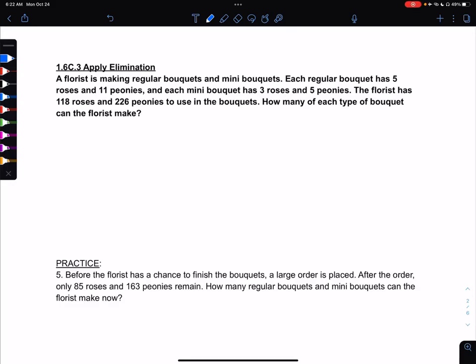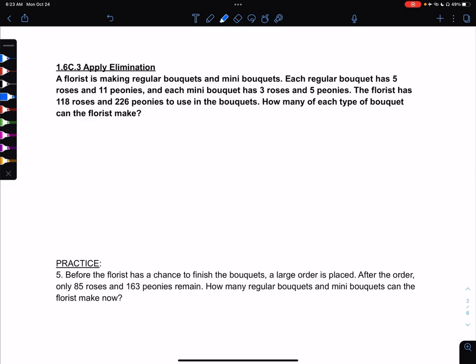Here we're going to look to apply elimination. So florists are making regular bouquets and mini bouquets. Each regular bouquet has 5 roses and 11 peonies, and each mini bouquet has 3 roses and 5 peonies. The florist has 118 roses and 226 peonies to use in the bouquets. How many of each type of bouquet can the florist make?